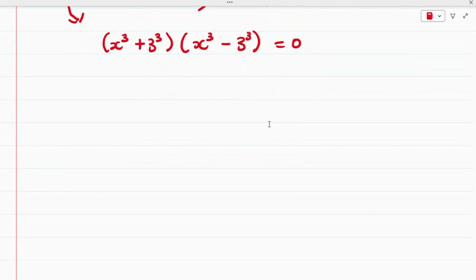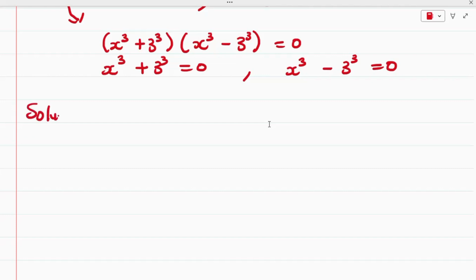So we have two equations here. From here we have that x raised to the power of 3 plus 3 raised to the power of 3 is equal to 0, and we have x raised to the power of 3 minus 3 raised to the power of 3 is equal to 0. So we are going to solve for both of them separately. So we say solving for x raised to the power of 3 plus 3 raised to the power of 3 equals 0. So from here, we want to simply apply the sum of cubes property.